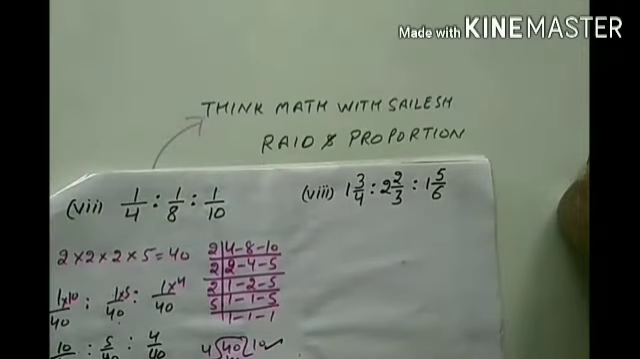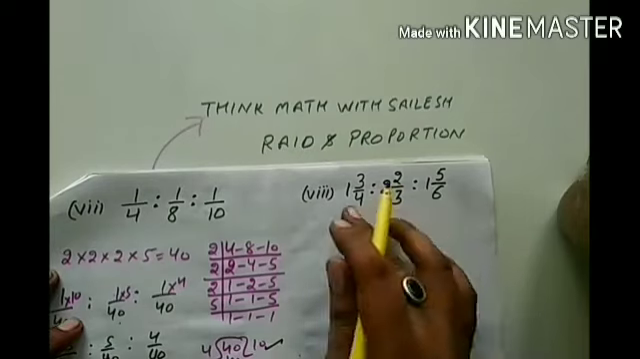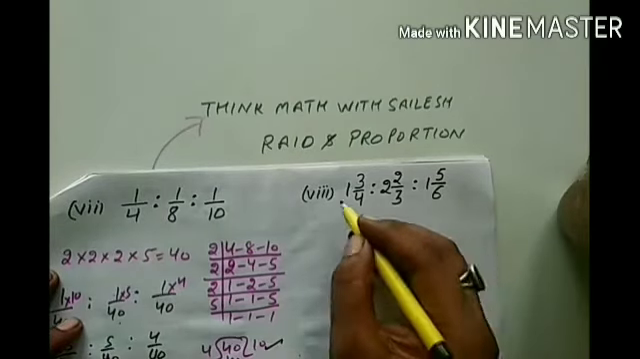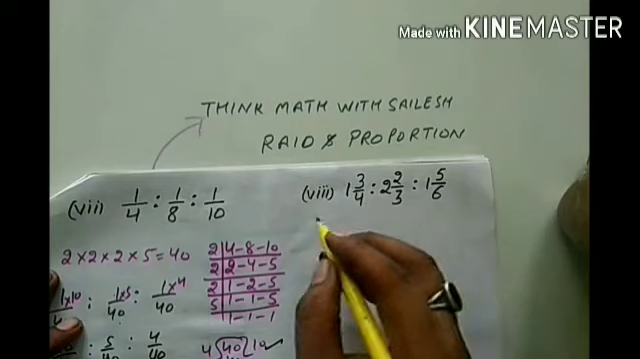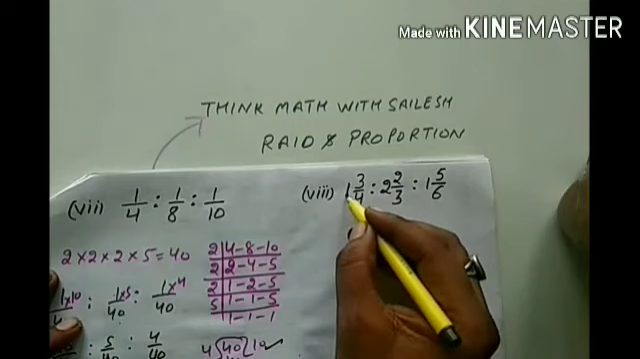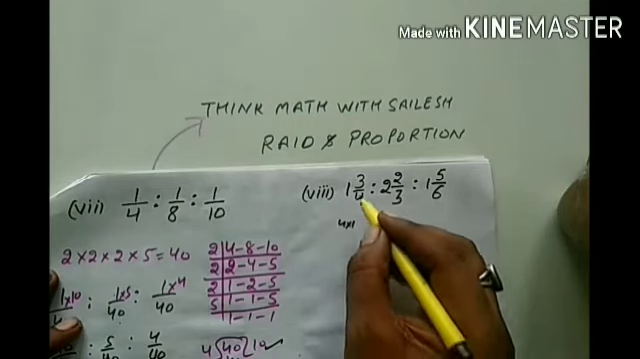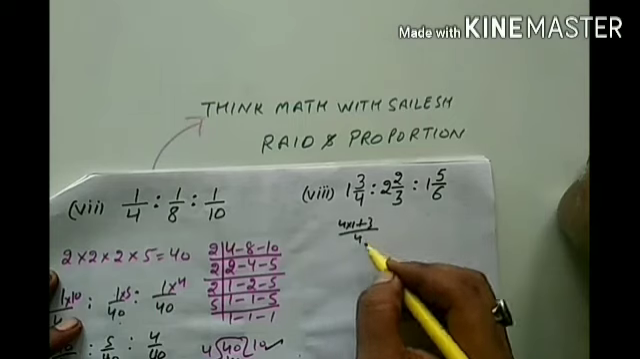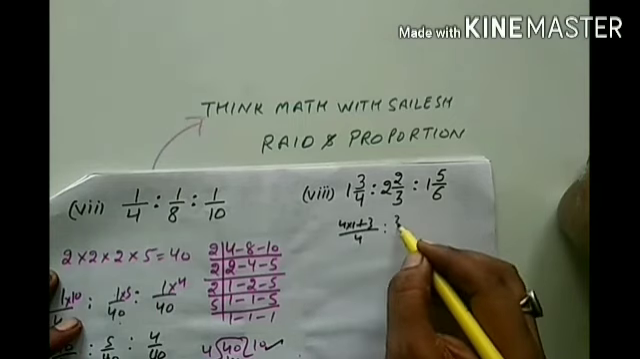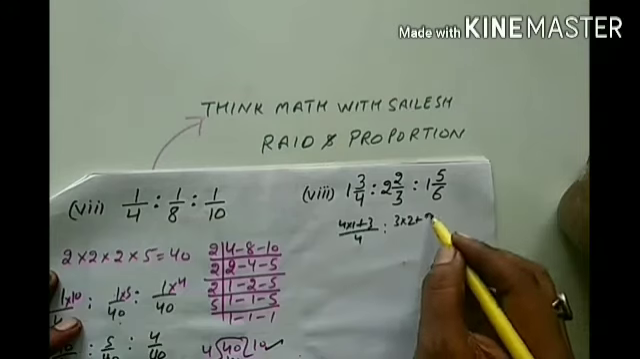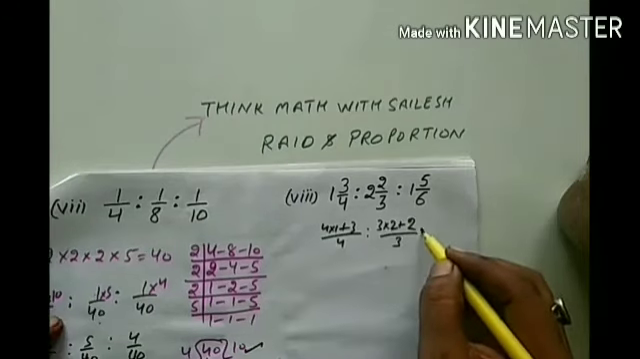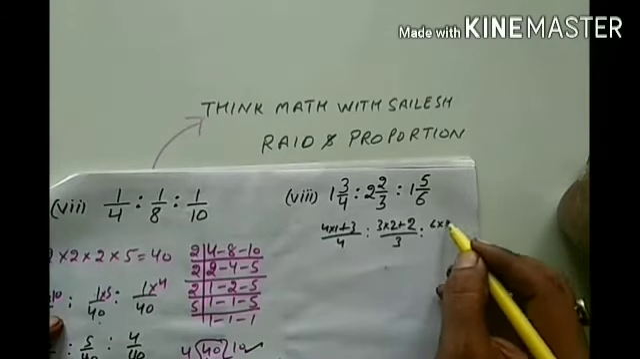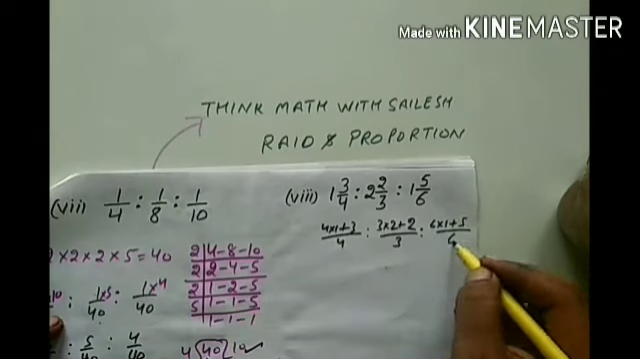Before this, these are all mixed fractions. I will convert them into improper fractions. 4 multiply 1, 4, plus 3 divided by 4. 3 multiply 2 plus 2 divided by 3. And 6 multiply 1 plus 5 divided by 6.